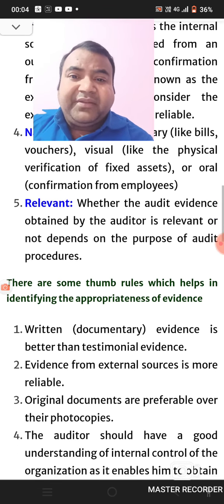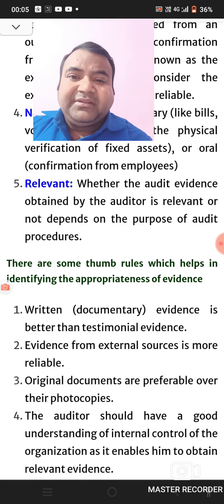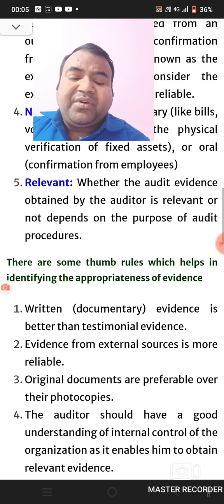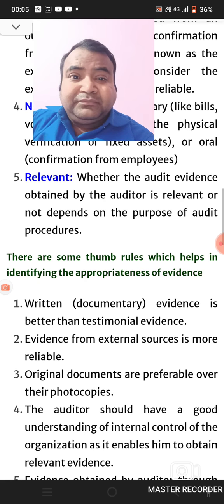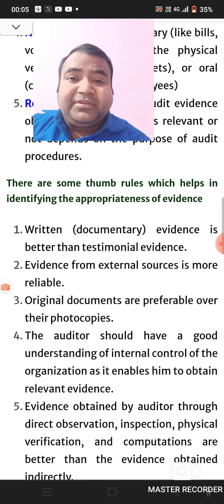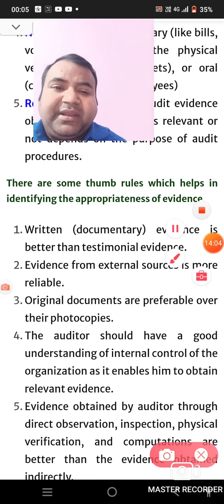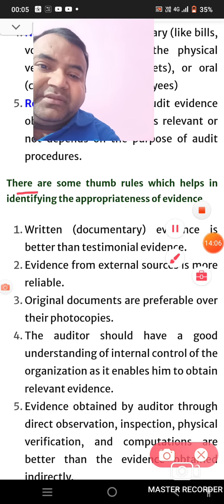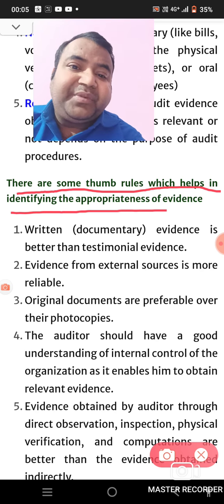And relevant: when we talk about relevance, whether the audit evidence obtained by the auditor is relevant or not depends on the purpose of the audit procedures, the procedure being carried out. There are some thumb rules which help in identifying the appropriateness of evidences. These are the important things that we are going to study now.